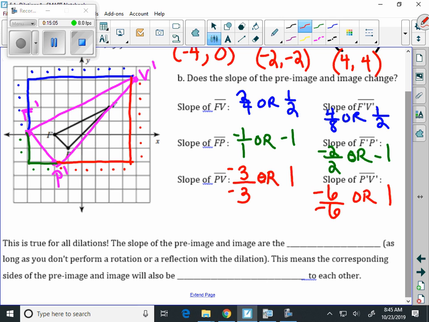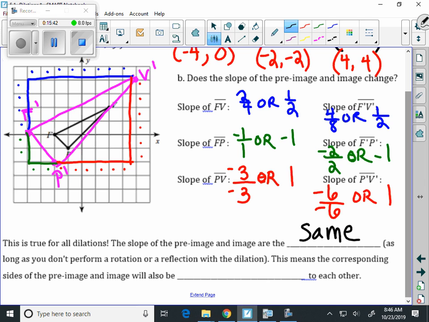And that's something nice to know with regard to dilations. If we look back at this, we see that the slope of FV and F prime V prime are the same. FP and F prime P prime, the slopes are the same. Same thing for PV and its dilated version, the slopes are the same, as long as you don't produce a rotation or a reflection, if you just do the dilation.